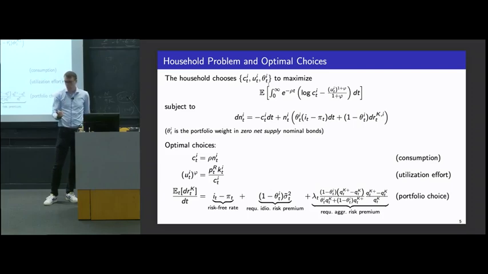Utilization effort is new relative to yesterday, but it should look familiar relative to these labor models that you've probably all seen in grad school. So you're going to equate the marginal cost of utilizing, this is a utility cost, that's just a derivative of this thing, with the marginal benefit converted into utility units.